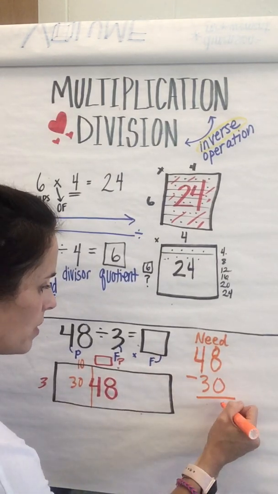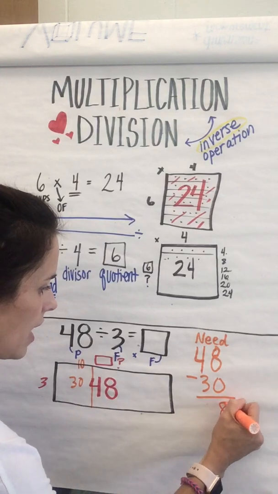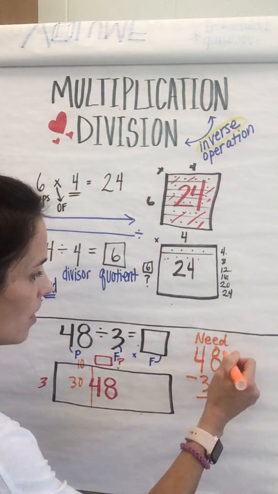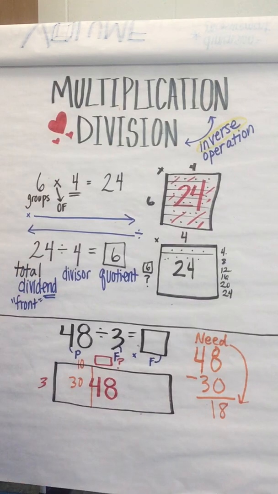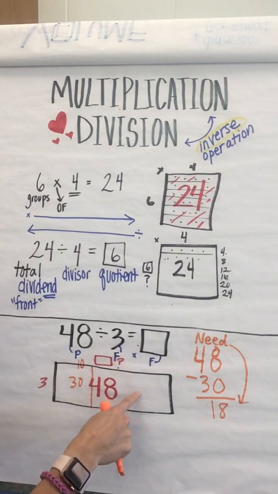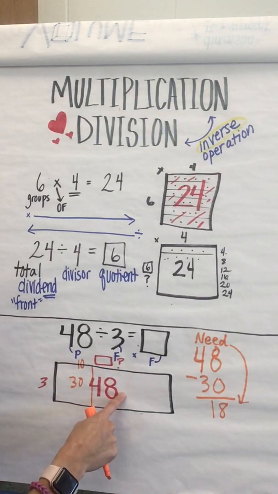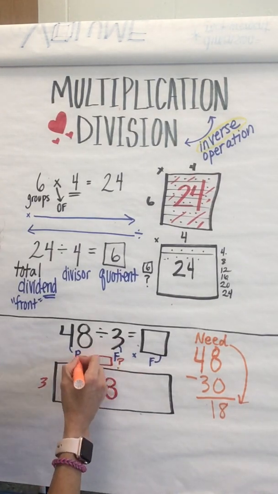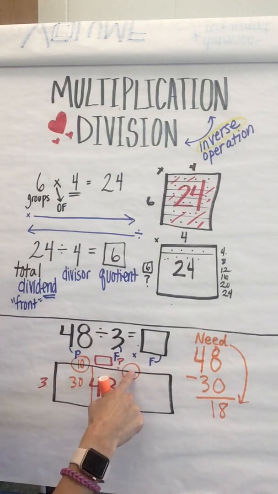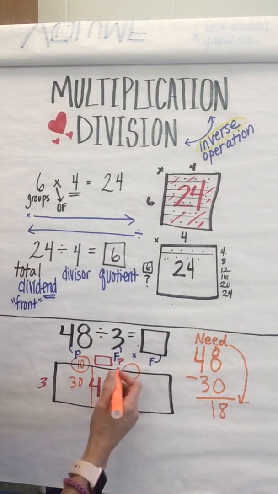8 minus 0 is 8. 4 minus 3 is 1. Oh, that means I still need to fill it with 18 more. Well, wait a minute. 3 times what would fill it with 18? So I already did 3 times 10. 3 times what fills it with 18?